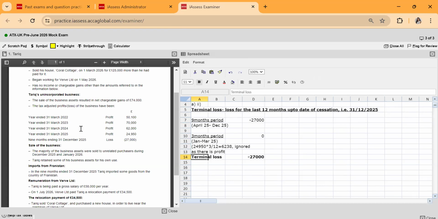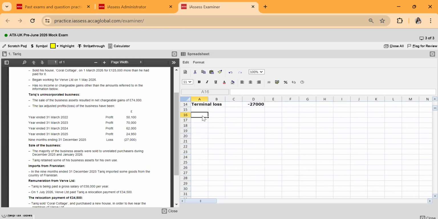So let's see what the saving will be if we go for a terminal loss relief. We will go back to the previous 3 tax years and take it on a LIFO basis. First we'll take it against 24,950. I can do the calculation quickly here, tax savings. First option, current year relief: your tax saving is 0, because other than chargeable gains, there is no other income.